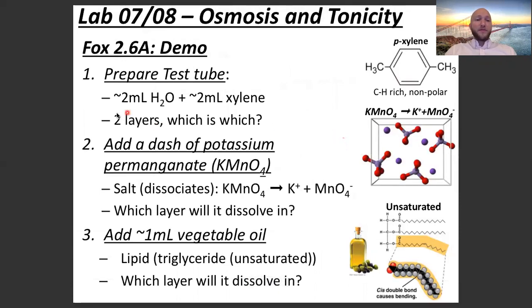2.6a. So in Fox 2.6a, we're going to start out by grabbing a test tube and putting 2 milliliters of H2O in. So H2O is water, and you should know a few things about its shape, about its polarity, about its chemical makeup. We're also going to add 2 milliliters of this molecule over here called xylene. I want you to look at the structure of xylene right now. It says it right below. I want you to think about the polarity of that molecule, and what's going to happen when we put both of these into the same test tube.